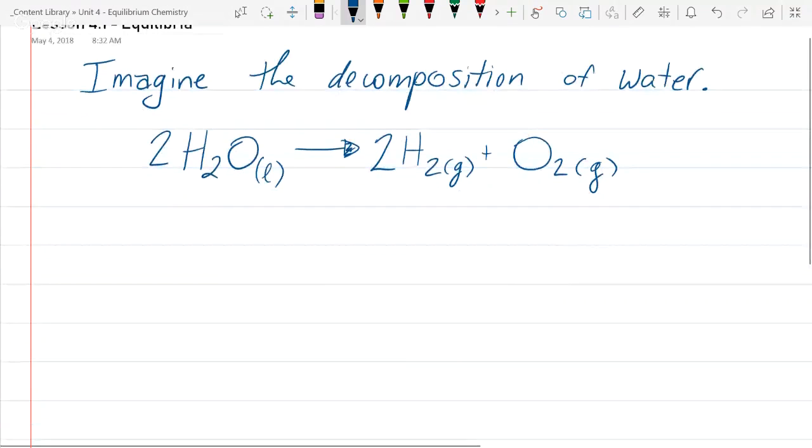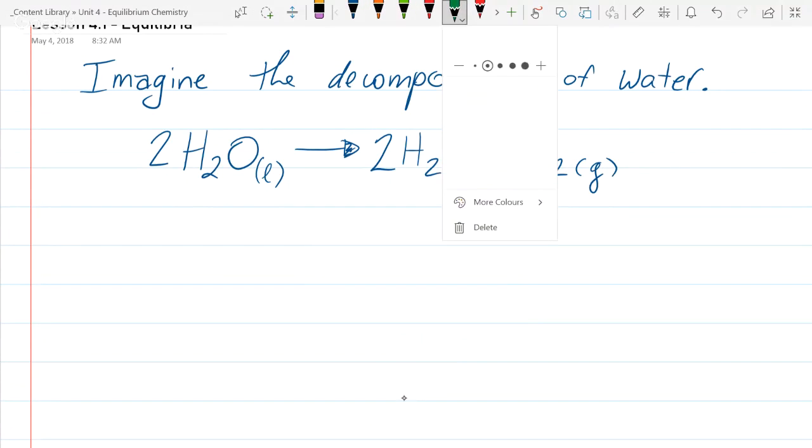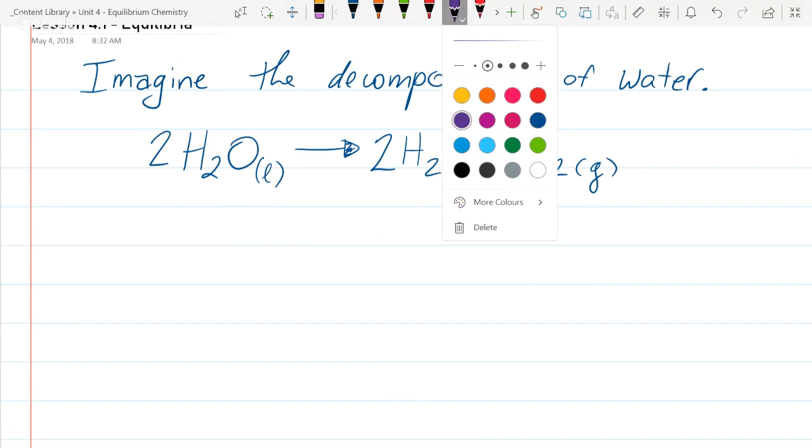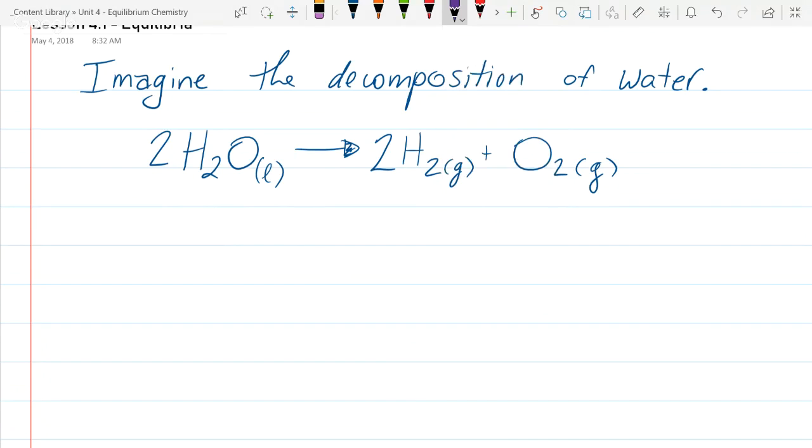Okay. Now, what I want to talk about today is the rate of this reaction. If I were finding the rate of this reaction, what would it be? What would the rate law be? Yeah, some constant, and we just use the letter K.